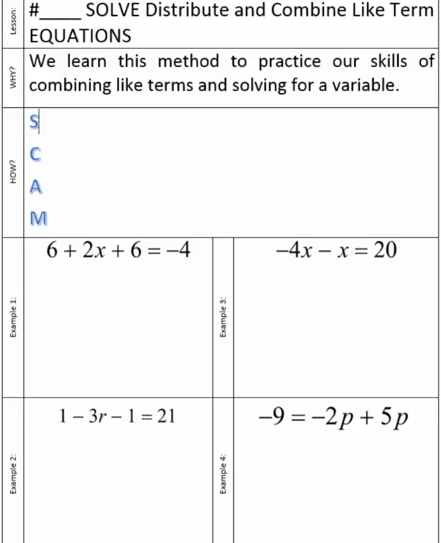All right, in this lesson, we are going to be talking about 3.1a, and we're going to solve, saving distribute for later, but we're going to combine like term equations. So we need to learn this method so we can practice our skills of combining like terms and solving for a variable. So we have this acronym called SCAM, S-C-A-M.